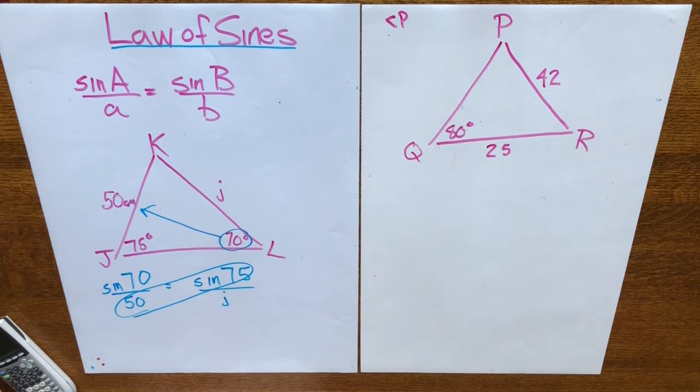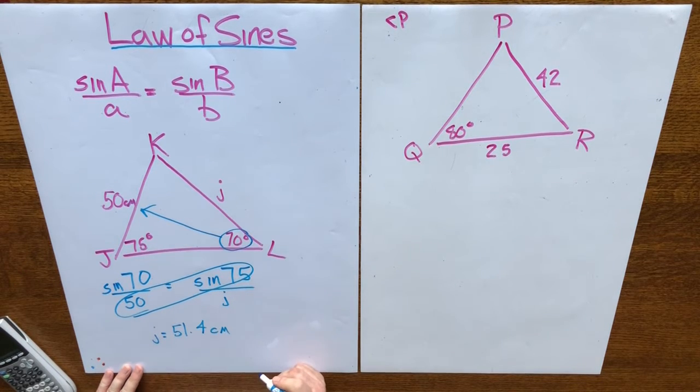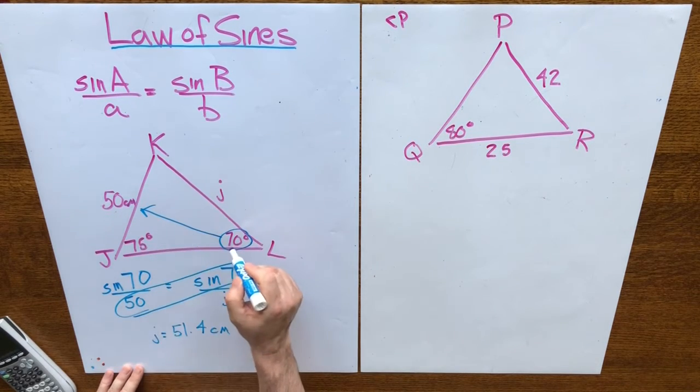So type that in on your calculator. 50 times the sine of 75. And then divide that by the sine of 70. And you get an answer. Side j, lowercase j, is equal to about 51.4 centimeters. So notice the relationship that I started with, an angle and its opposite side. Those had to be both numbers that you knew.